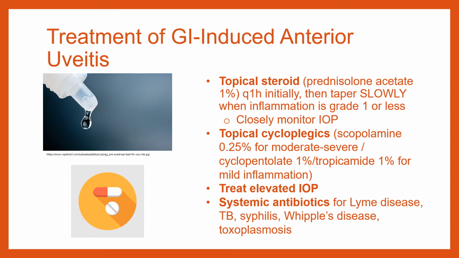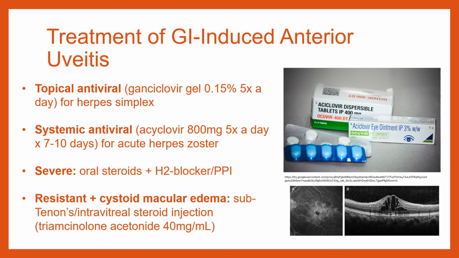Topical cycloplegics like scopolamine 0.25%, cyclopentolate, and tropicamide are another effective method to control the IOP. And for Lyme disease, TB, syphilis, Whipple's, and toxoplasmosis, systemic antibiotics can be applied. Depending on the presentation and the workup results from the investigations, also consider topical antivirals and systemic antivirals. If the presentation is severe, look into oral steroids and accompanying PPI or H2 blockers to control reflux.